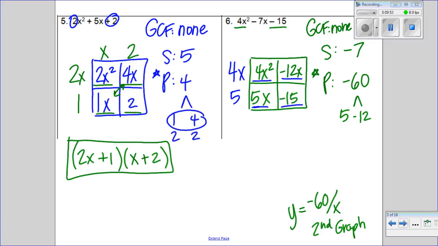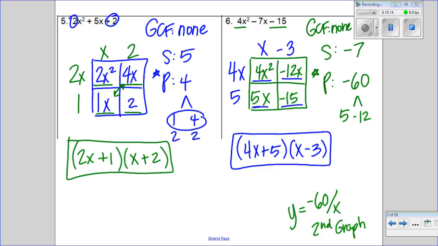4x times what is going to give me x squared? Just one more x. 4x times what is going to give me a negative 12? A negative 3. So there we go. Bring those down. 4x plus 5 times x minus 3. There we go. Those are your factors. If you need to pause or go back on the video, you can.